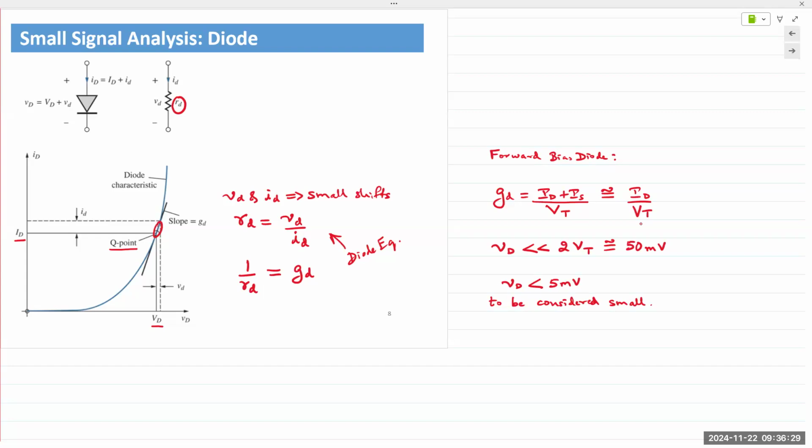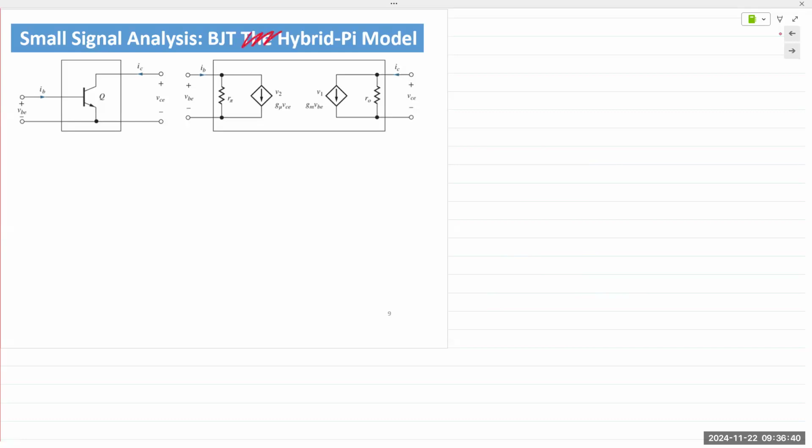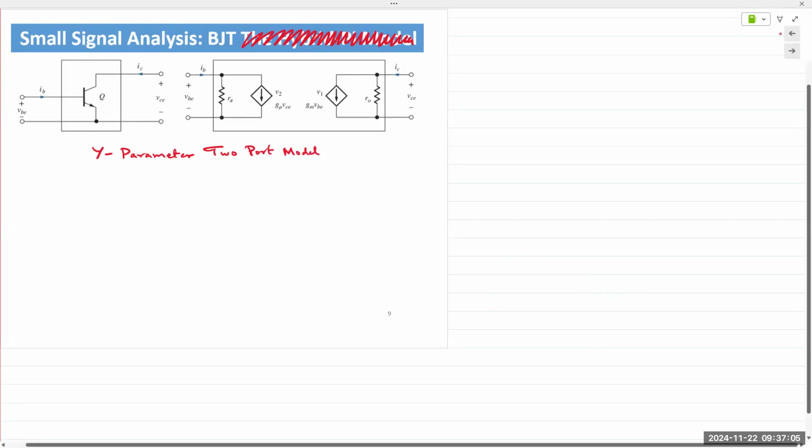So then let's look at the BJT small signal model. To do that, we will begin with a two-port network. And this is not the hybrid pi. We are starting with the Y parameter two-port model.